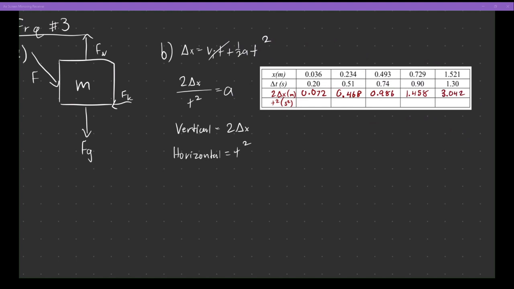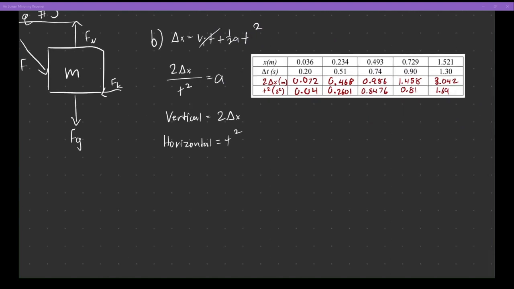So now I'll just take the times squared. 0.2 squared is 0.04. 0.51 squared is 0.2601. 0.74 squared is 0.5476. 0.9 squared is 0.81. And then 1.3 squared is 1.69. And that's it for part B.